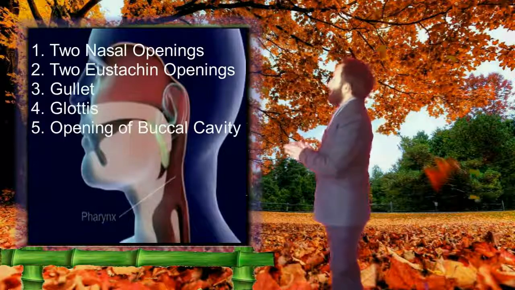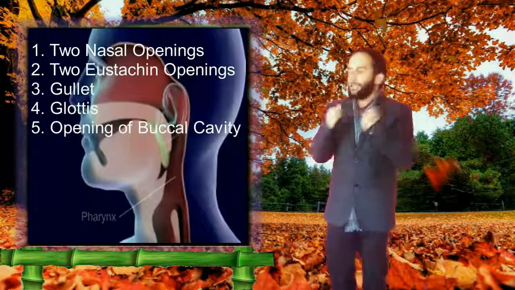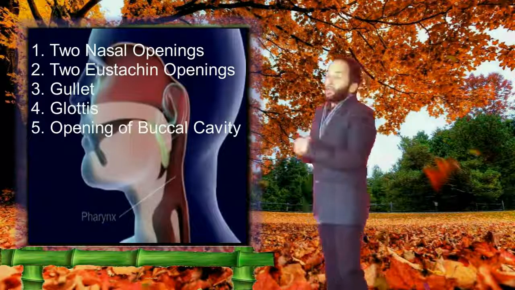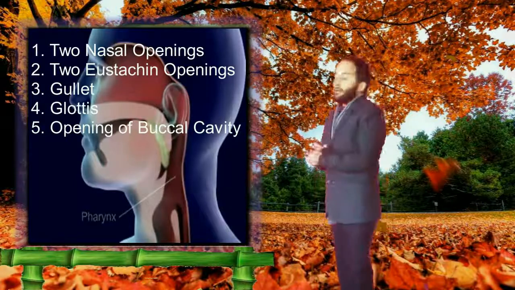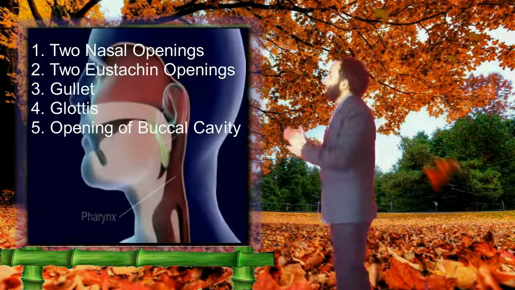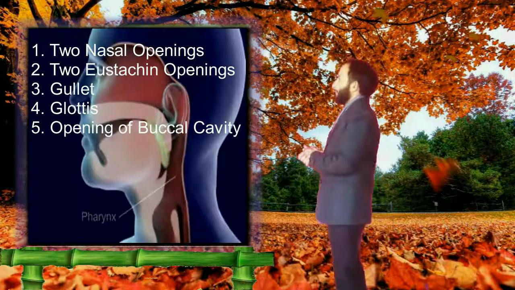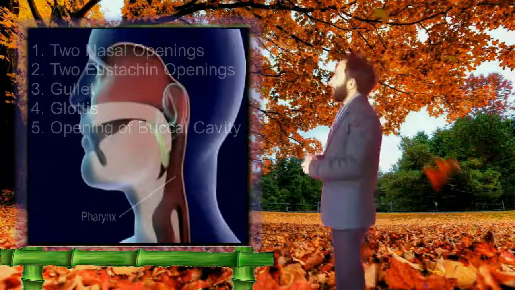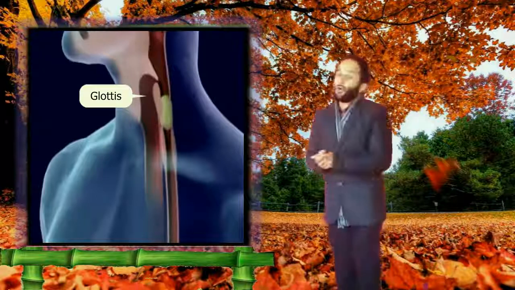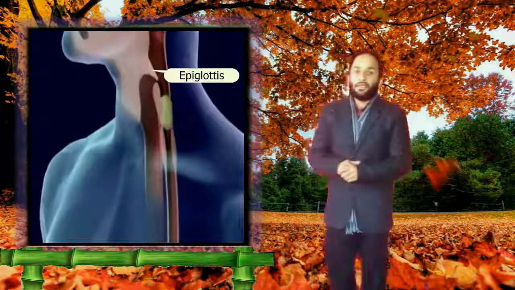It has the following openings: 2 nasal openings, 2 Eustachian openings. Gullet means opening of esophagus. Glottis means opening of trachea. Opening of buccal cavity into the pharynx. Glottis is closed during the swallowing of food bolus by a leaf-like structure made up of cartilage called epiglottis.